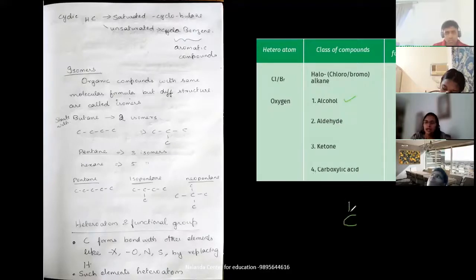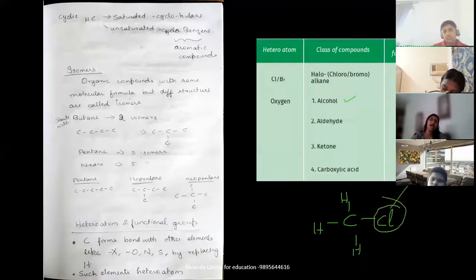See, carbon can link with hydrogen as well as other atoms. Say one of the hydrogen is going to be replaced with chlorine. The atom which replaces hydrogen in a compound of carbon is known as a heteroatom. Now this particular heteroatom is going to decide the property of this compound. Now instead of chlorine, say another group comes in place of hydrogen, which is OH. This is known as the hydroxyl group.